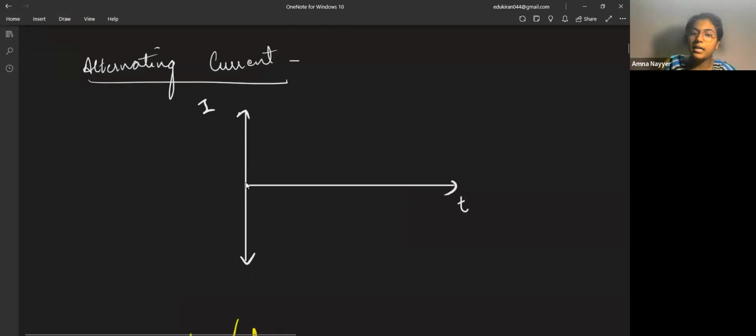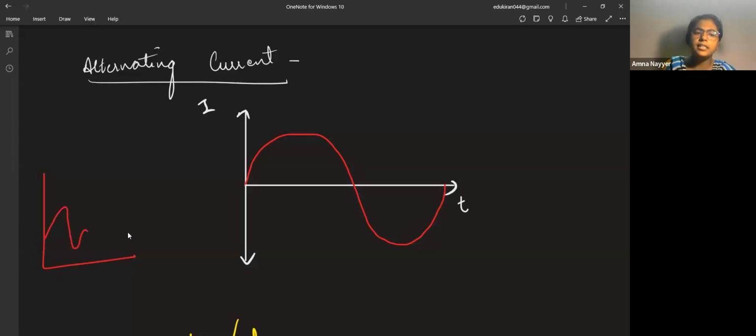Suppose at time t current is increasing, then it decreases, then it further increases, then it further becomes zero. Now, how does the variation occur in alternating current? It's not like you will have an improper graph. Current is increasing, then decreasing, then increasing, decreasing, like this. No improper graphs are present. How does the current change? Current changes sinusoidally.